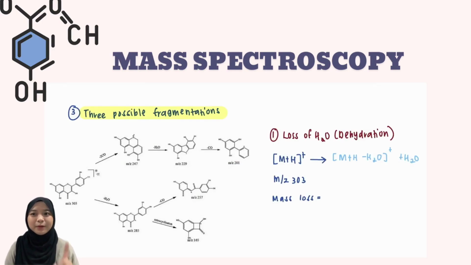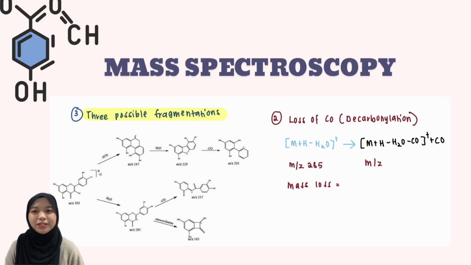The first fragmentation is dehydration, which is the loss of one water molecule. The protonated molecular ion, M plus H+, at M/Z 303 loses one H2O molecule, producing a fragment ion at M/Z 285. The mass difference between 303 and 285 is 18 Dalton, which is equal to the molecular weight of one water molecule. This fragmentation occurs because quercetin contains several hydroxyl groups, making the loss of water possible during fragmentation.